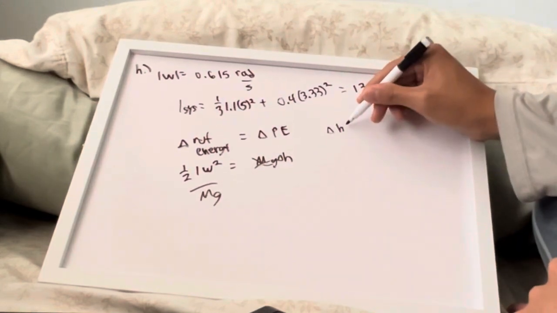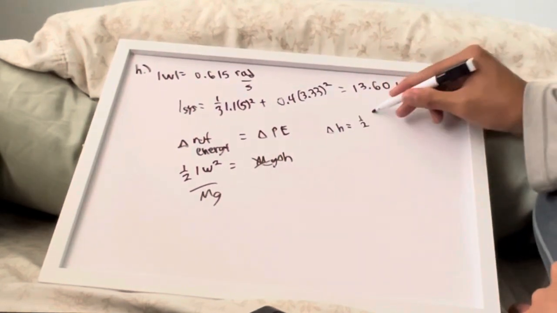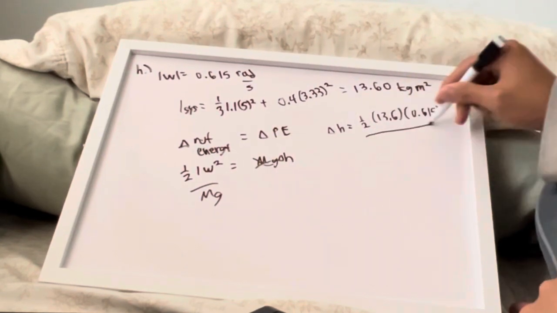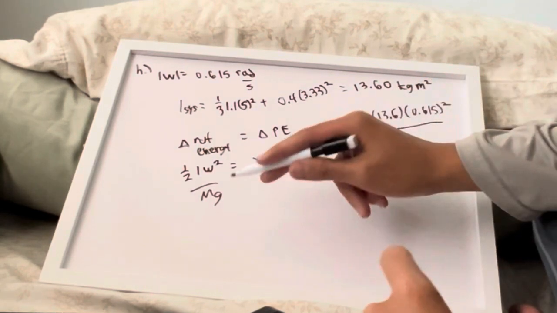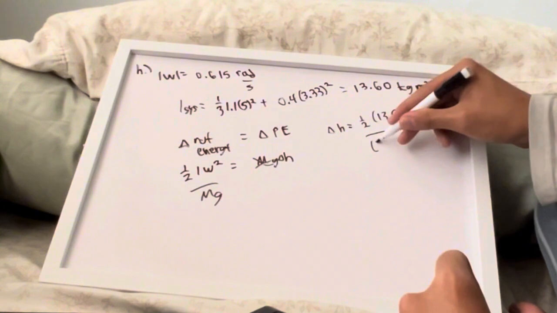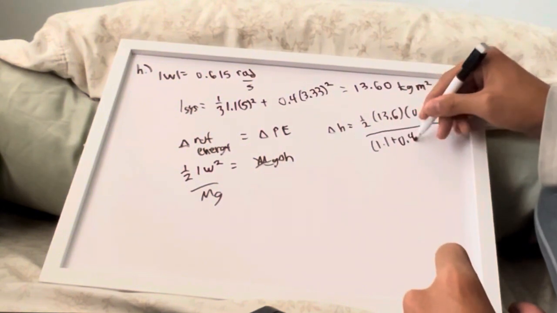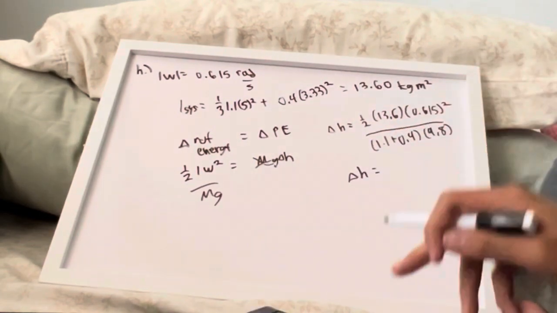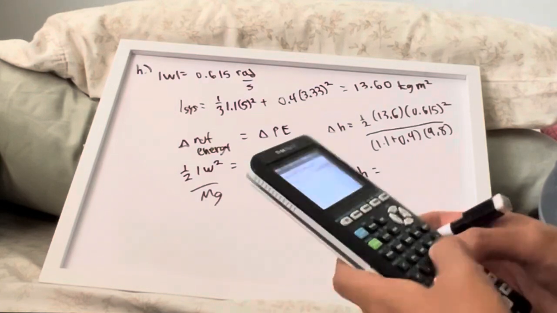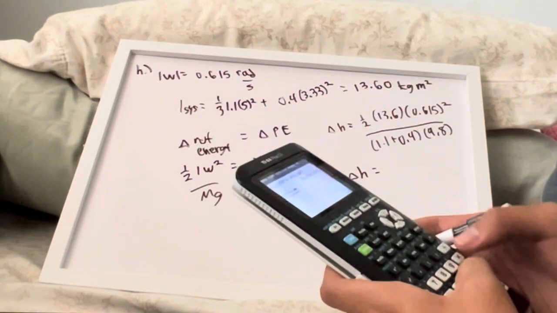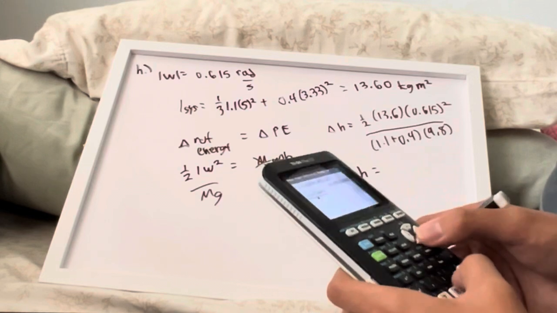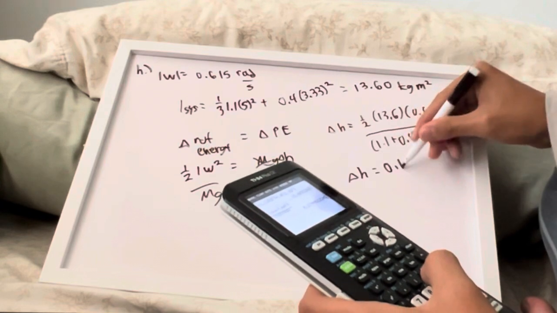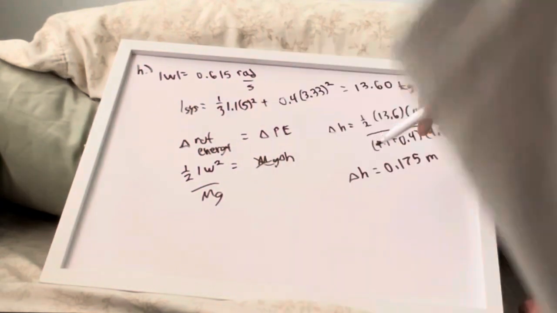So I'm going to have delta h is going to be equal to 1/2 I, which is just 13.6, W, which was 0.615, squared over mg, where m is going to be the total mass of the system, 1.1 plus 0.4, so that was 1.5 actually, and then g is 9.8. So that gets my delta h to be equal to 1/2 times 13.6 times 0.615 squared over 1.5 times 9.8, 0.175 meters. And that's how high it will rise.